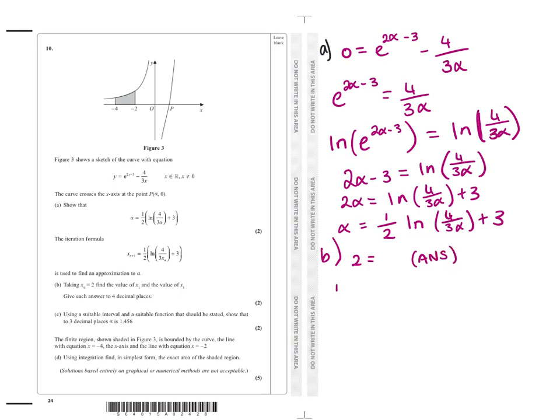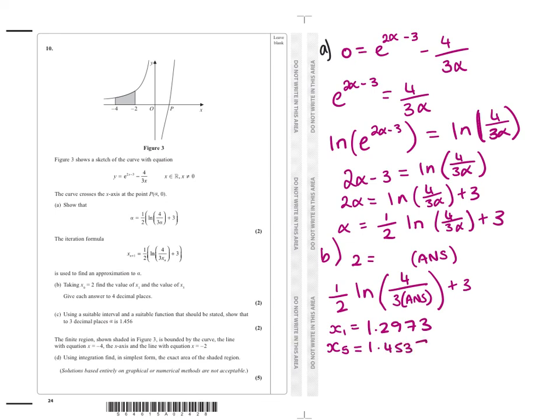So then on the calculator I now type a half ln of 4 over 3 lots of answer, plus 3. If I press equals, I'm going to get my first one, which is 1.2973 to 4 decimal places. Press equals again, get the second one, equals again the third one, equals again the fourth one, equals again, I get the fifth one. And this makes sure that it's exact every time, which is 1.4537.